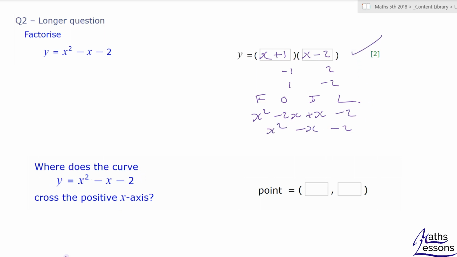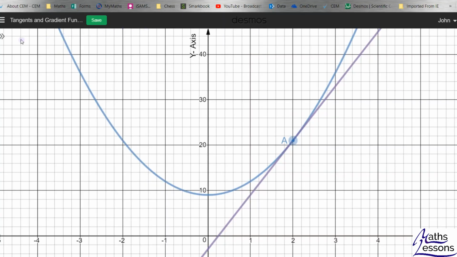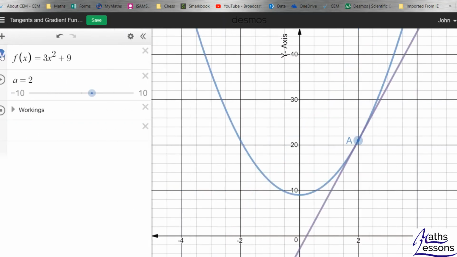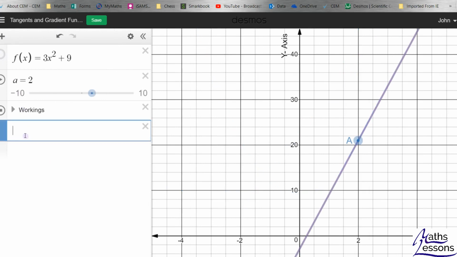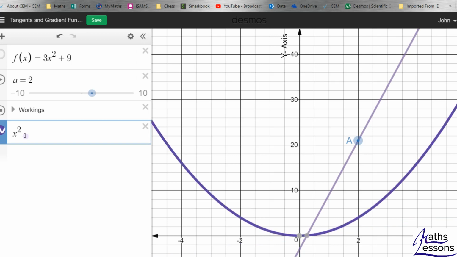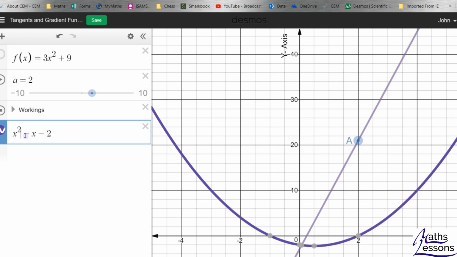Where does this curve cross the positive x-axis? Well, let's just quickly draw that using Desmos. I'm just going to get a new graph. Let's just hide that one. And I'll just put in x squared minus x minus 2. Let's just put a little y at the front just for completeness. y equals. So there's the graph I've just drawn. Ignore this tangent. Let's get rid of that.